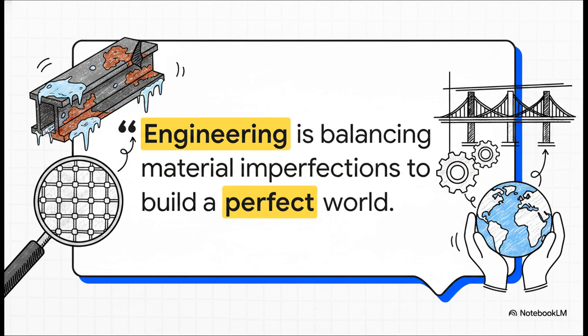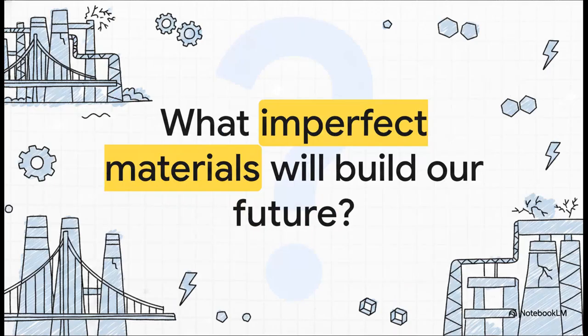Engineering is the art of balancing material imperfections to build a perfect world. I mean, carbon steel is far from perfect, right? It rusts and it gets dangerously brittle when it's cold. But by deeply understanding that microscopic iron-carbon recipe, engineers can harness its incredible strength and affordability, completely neutralizing its flaws through smart design. Which leaves us with a pretty fascinating question to close on. If we can engineer around the distinct fatal flaws of carbon steel to build the massive modern industrial world around us, what other imperfect materials will build our future?